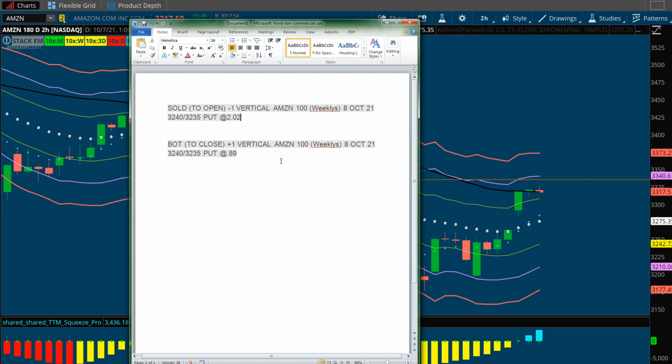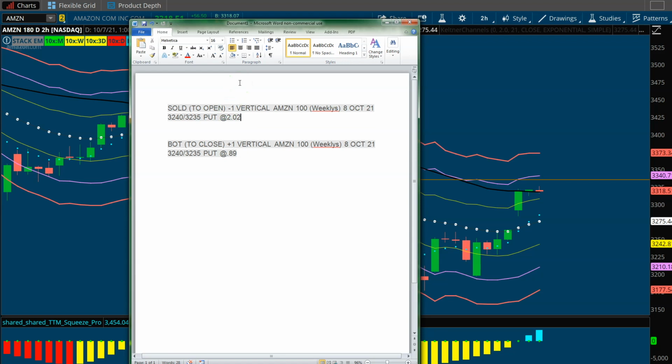The first thing I think you want to look for is, does the order start with to open or to close? If it starts with to open, that's a new trade. We're entering that trade. If the order starts with to close, then we're closing that trade. We're either looking to exit or have already exited the trade. So in this instance, as soon as I post that trade alert on Amazon, you see to open, you know it's a brand new trade.